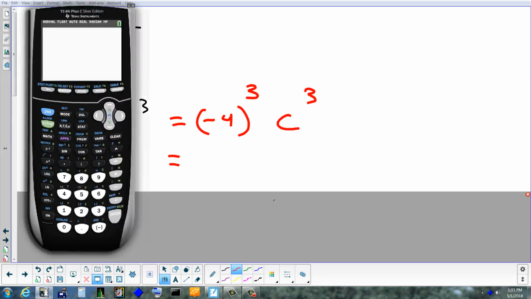Parentheses. When you type it in on your calculator, you have to type it with parentheses. How do you do parentheses? They just mean multiply. It's important you put the negative inside the parentheses.